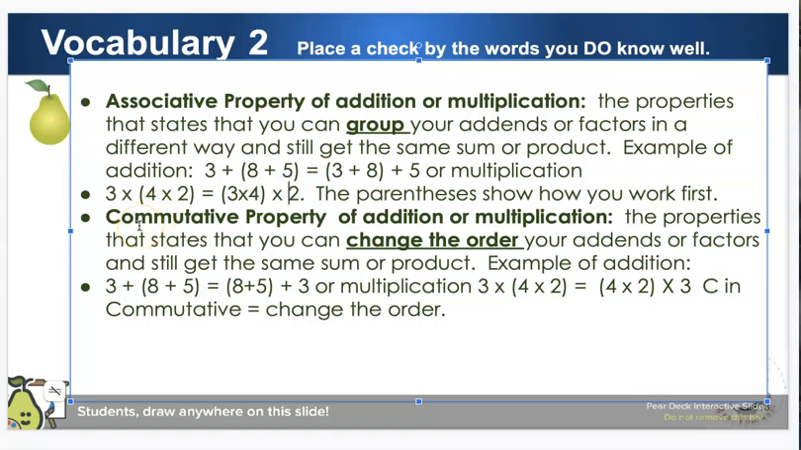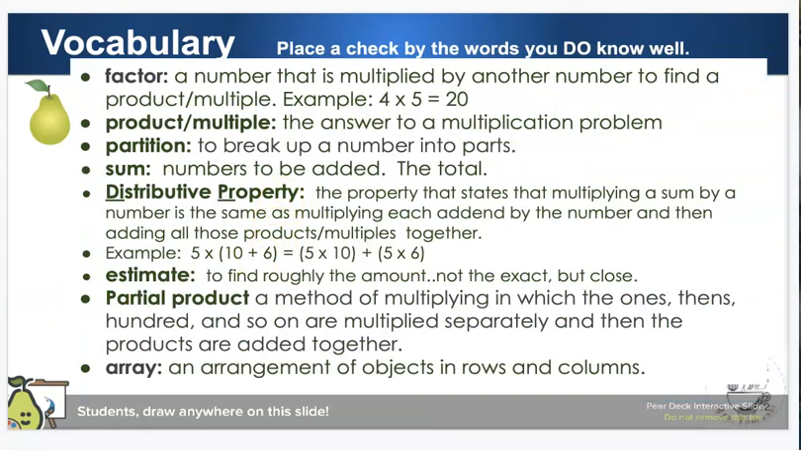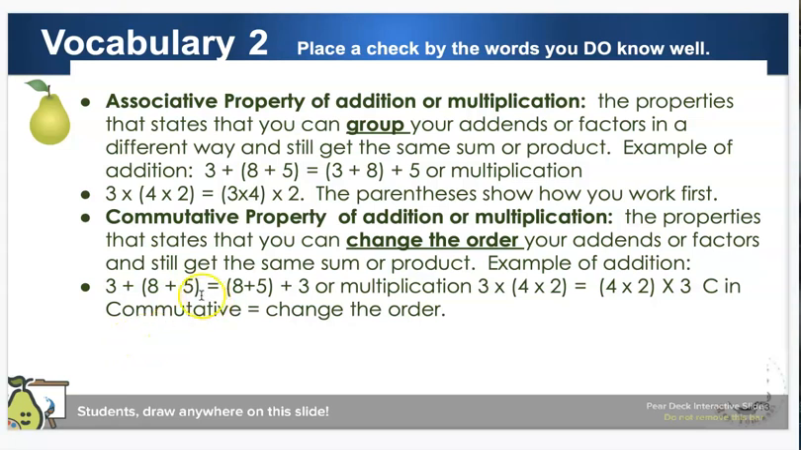That's different than the commutative property, which is also addition or multiplication. That C stands for changing the order. Let's look at these same numbers. I had 3 plus 8 plus 5. Now I'm moving the 8 plus 5 first and then adding the 3 at the end. In multiplication, if I'm multiplying 3 times 4 times 2, I'm moving the 4 times 2, changing the location of the times 3. So the C in commutative means changing the order. And we're going to talk about that in mental math, because grouping them differently or changing the order really helps you solve problems better.